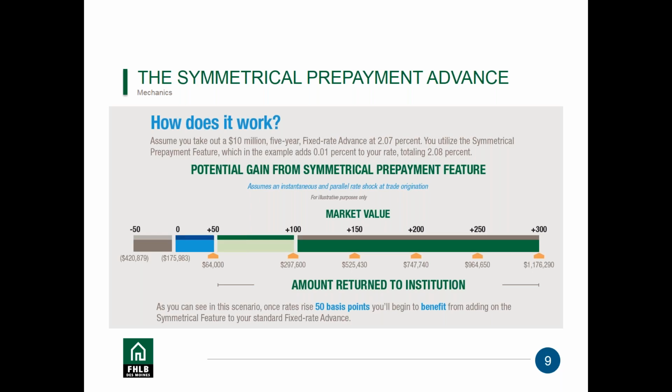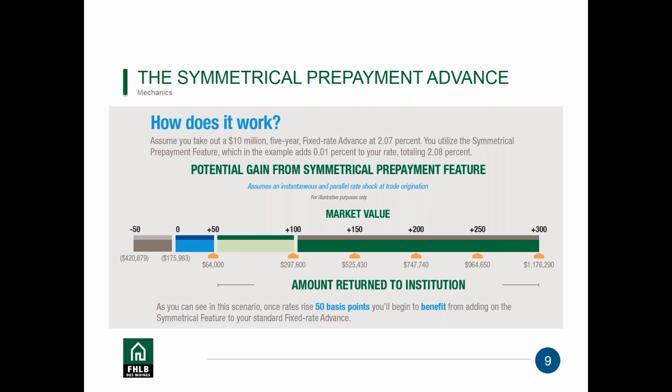As we illustrate in this chart, the symmetrical feature will let you, the member, collect the difference between the current market value of the advance and the original principal, assuming that the market value is less than the original principal. So as you can see here, in this scenario, it would involve a $10 million 5-year fixed rate advance. Let's say the rate is 2.07. That would represent a symmetrical feature that's only 1 basis point higher than a regular or an asymmetrical advance.